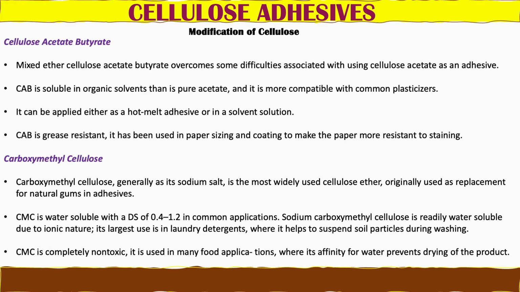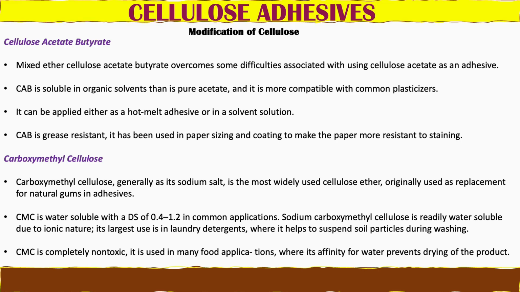Next is our cellulose acetate butyrate. Cellulose acetate as an adhesive has some limitations, due to which we have to convert the cellulose acetate into another derivative form, that is a butyrate. And the use of mixed ester cellulose acetate butyrate helps in overcoming those limitations or the difficulties usually associated with cellulose acetate as an adhesive. So it is more compatible with the common plasticizers, and it can be applied either dissolved in a solvent or as a hot melt adhesive, which is an important feature of this acetate butyrate, that it can be applied as a hot melt adhesive also.